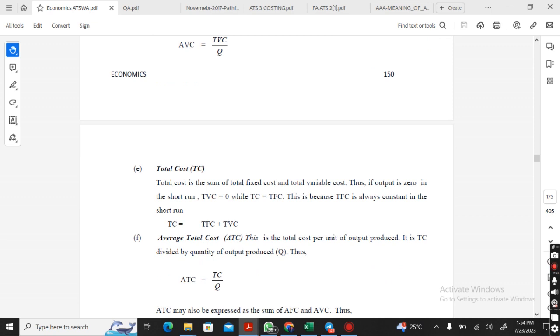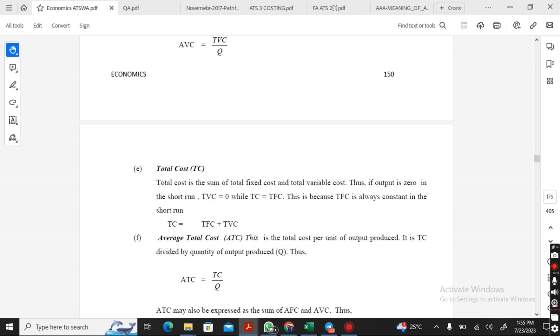Are you with me? So total cost is the sum of total fixed cost plus total variable cost. Very, very simple. If the output is zero in the short run, that means your TVC, that is total variable cost, will be zero. I've told you, if there's no output, if the machine operator is not producing anything, they can avoid the cost. Variable cost will be zero if there's no output.